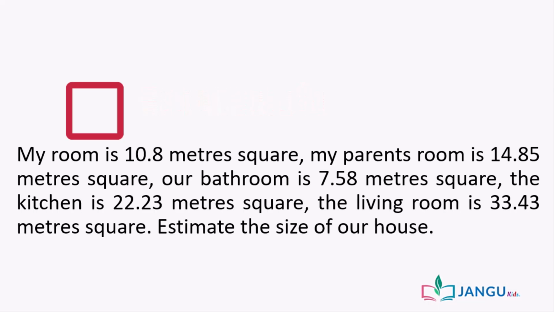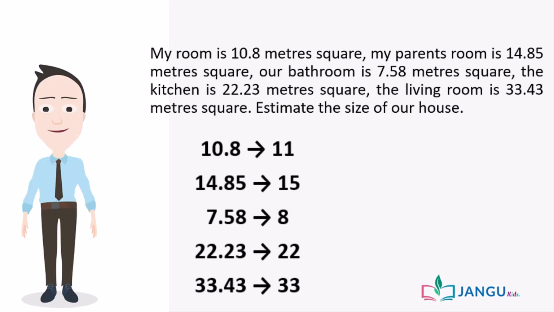My room is 10.8 meters square. My parents' room is 14.85 meters square. Our bathroom is 7.58 meters square. The kitchen is 22.23 meters square, and the living room is 33.43 meters square. Estimate the size of our house. Well, let's get started.